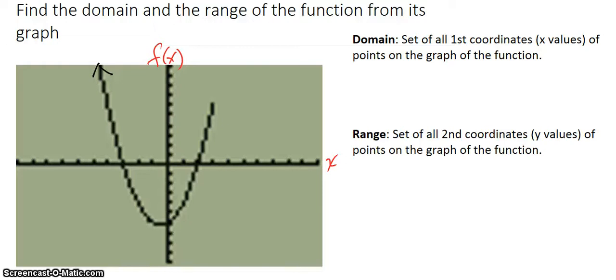Find the domain and the range of the function from its graph. So here is our graph, and first thing I see is that there's an ending point here where the function stops and there's no more points. So we need to figure out what that point is there. And it looks like it's 3, 1, 2, 3, 4, 5, 6.